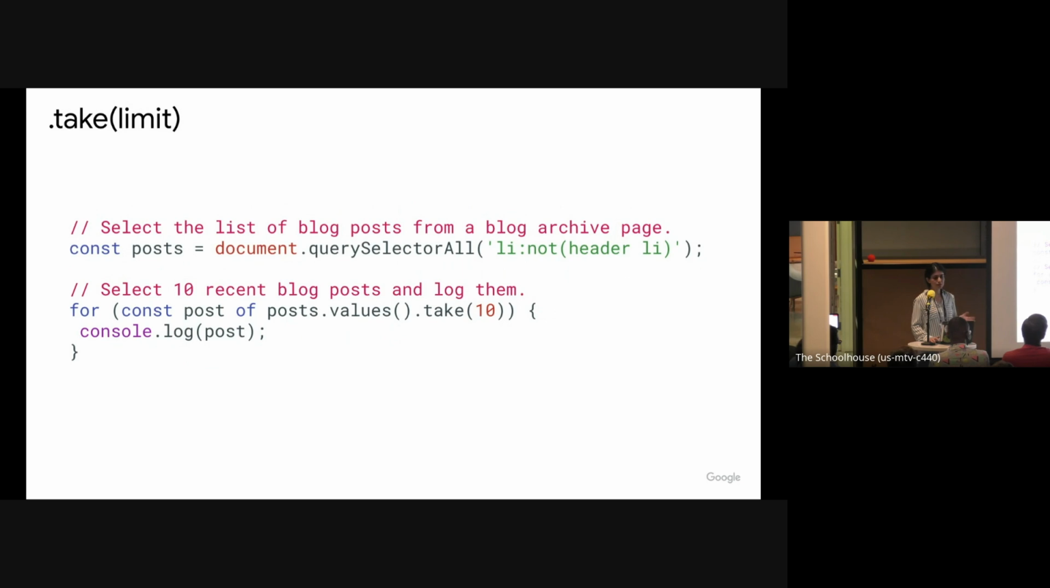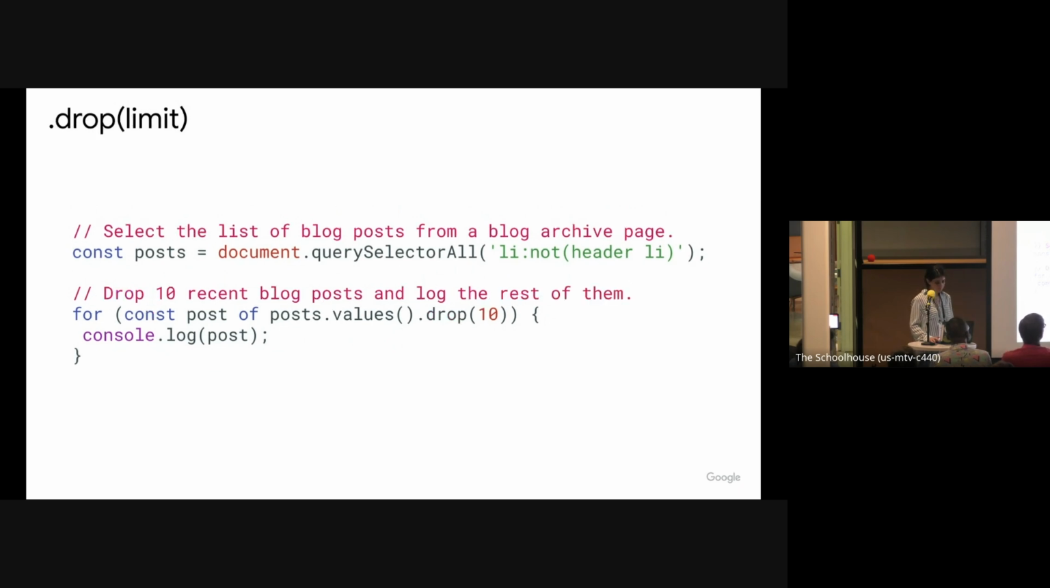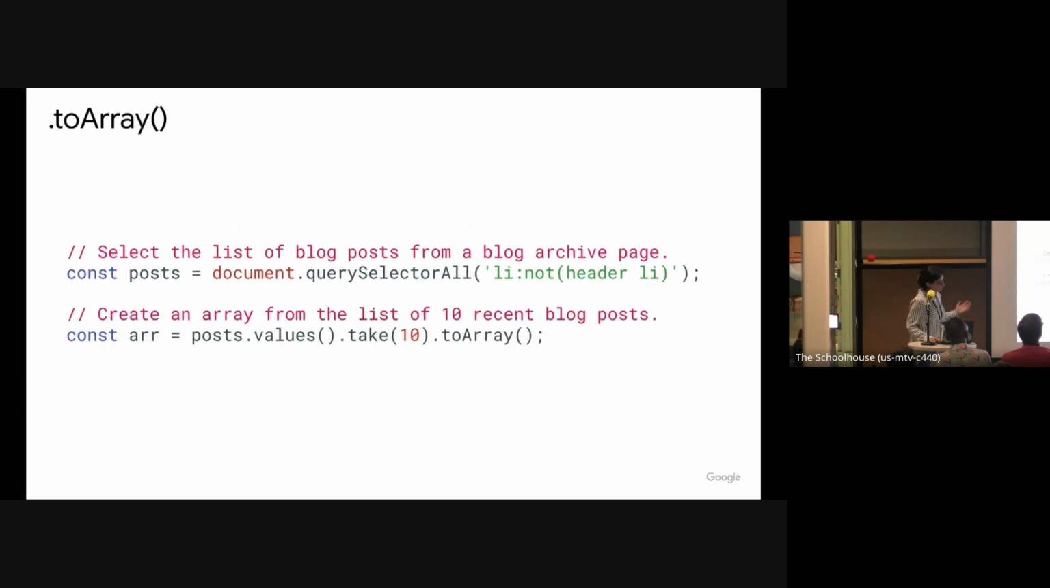Take returns an iterator of values from the original iterator up to limit values. So you can select 10 recent blog posts from a list of the posts on our archive page. Drop returns an iterator of values from the original iterator, starting with the value after the limit value. So like you can drop 10 recent blog posts and create a new iterator from the rest of the iterator. ToArray obviously returns an array from the iterator values.